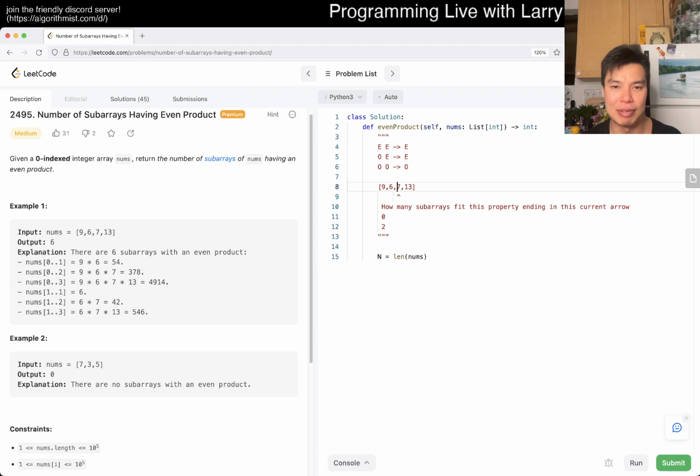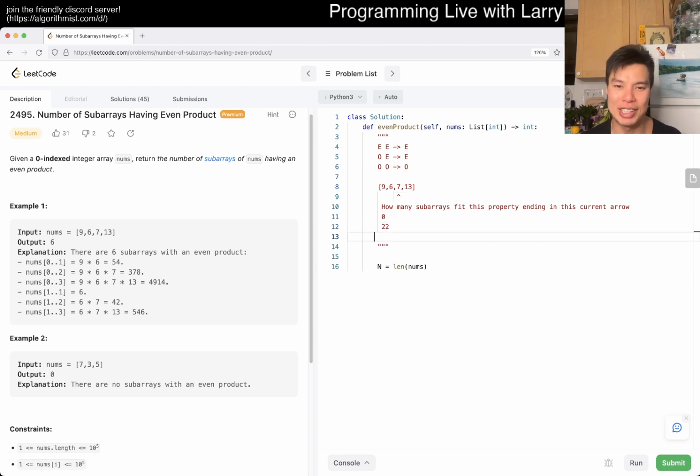And then look at 7. 7 is the same thing, because how many subarrays fit in 7? Well, what is our degree of freedom? How many choices can we make? Well, we have to take the 6, because otherwise there's no even number. So then now we have 9 or no 9. So the degree of freedom is 2, right?